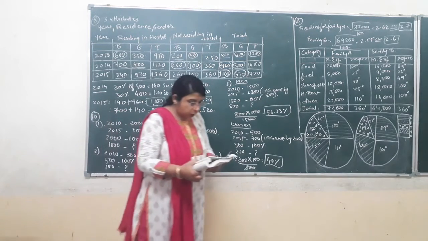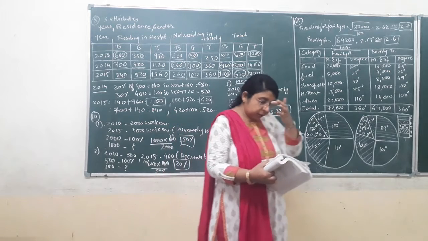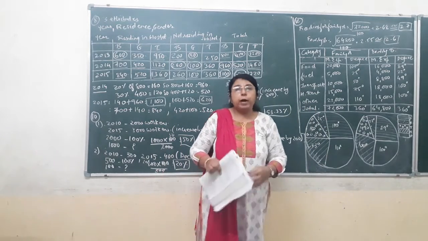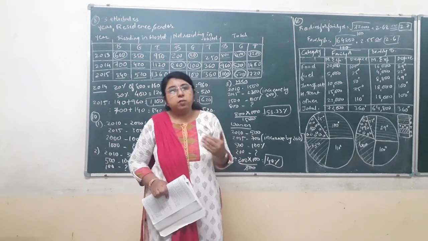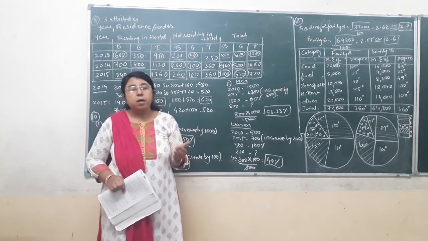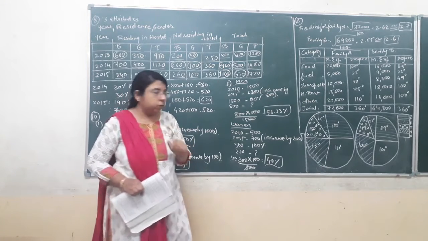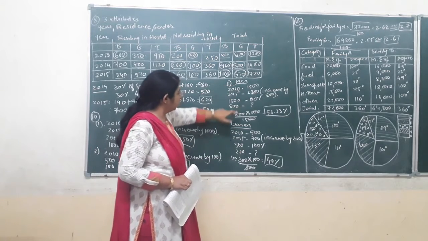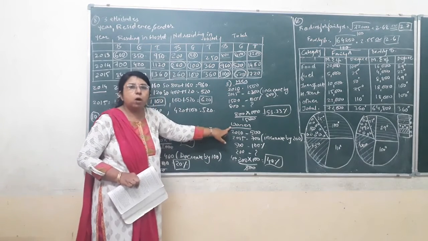Now moving on to the third question. Find the percentage increase in the number of men and women during the period of 5 years. In the same way, you are asked for the percentage increase in the number of men and women in the year 2015. Here you can see the third answer, where I have shown the calculation. The first one is for men, and the second calculation is for women.